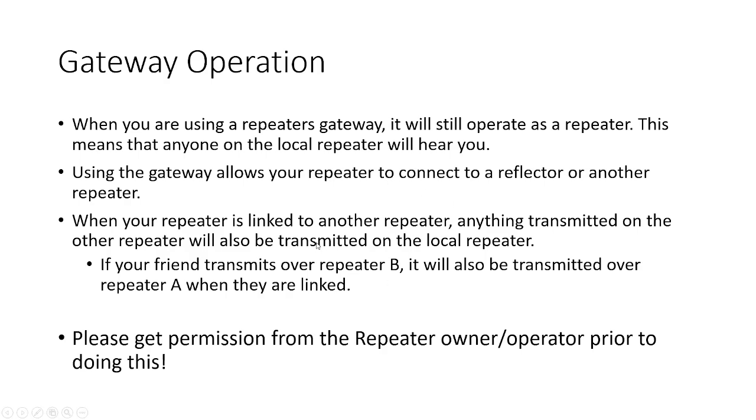So using a gateway allows your repeater to connect to a reflector or another repeater. When your repeater is linked to another repeater, anything transmitted on the other repeater will also be transmitted on the local repeater. So if anyone in the other city wants to make a call on their repeater, you will hear it as well. So if your friend transmits over repeater B, it'll also be transmitted over repeater A when they are linked.